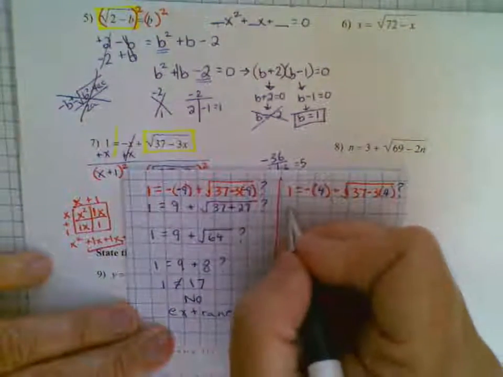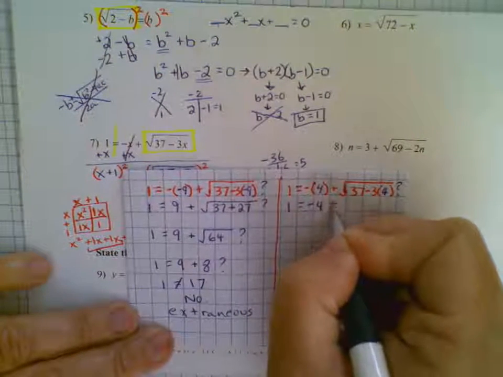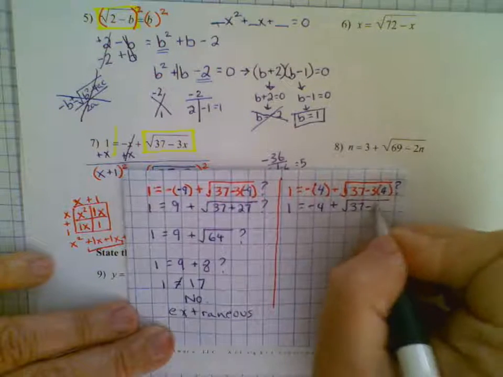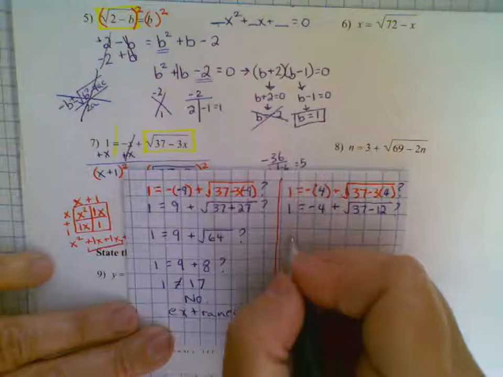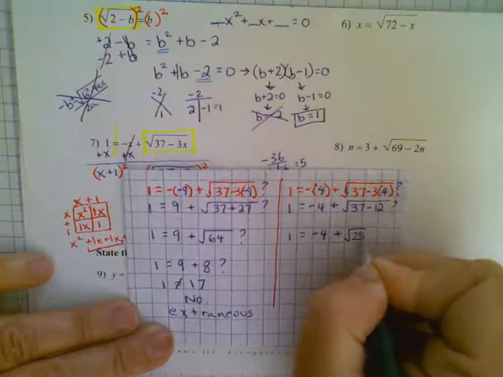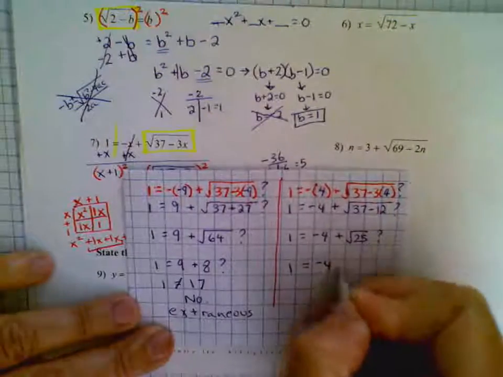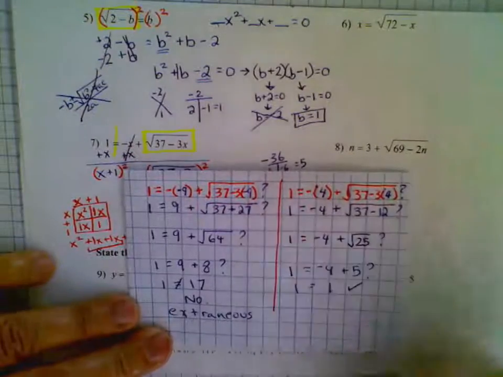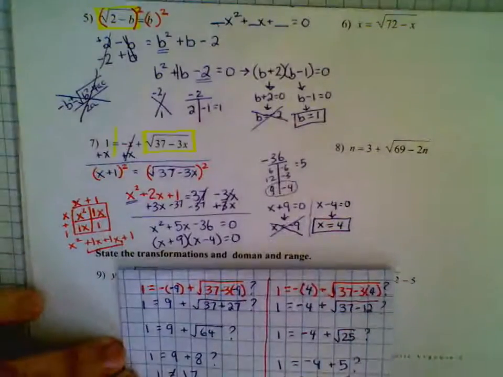Then I'm going to try it with a 4 in place of x. So I have 1 equals, I can drop the parentheses, -4 plus, all right, now I have square root of 37 minus 12. All right, 37 minus 12 is 25. So that's 1 equals -4 plus square root of 25. Square root of 25 is 5. So I have 1 equals -4 plus 5. Is that a true statement? Yes. That gives me 1 equals 1, which is true. So I will keep this answer because it led to a true statement.